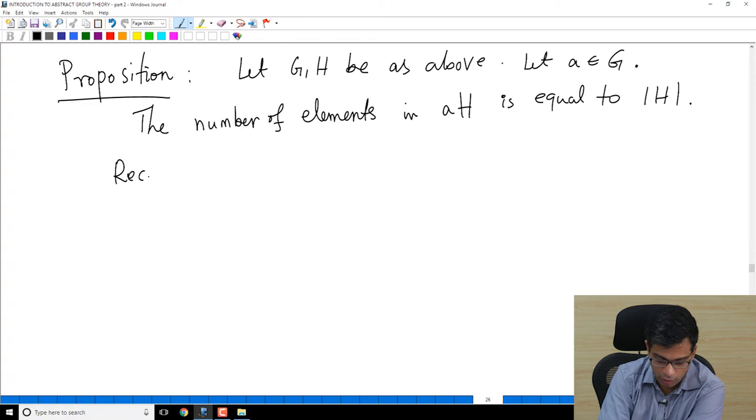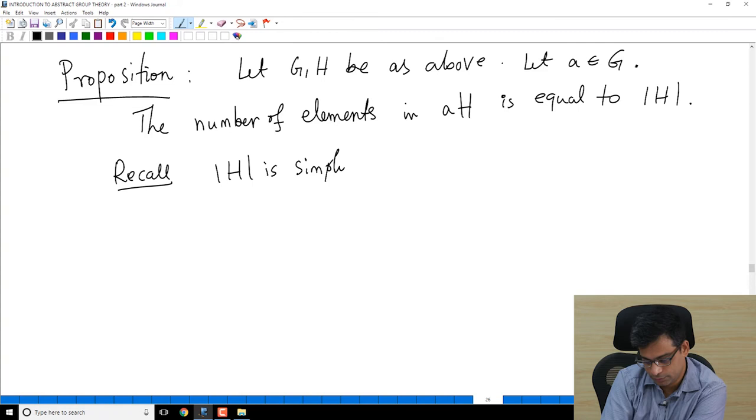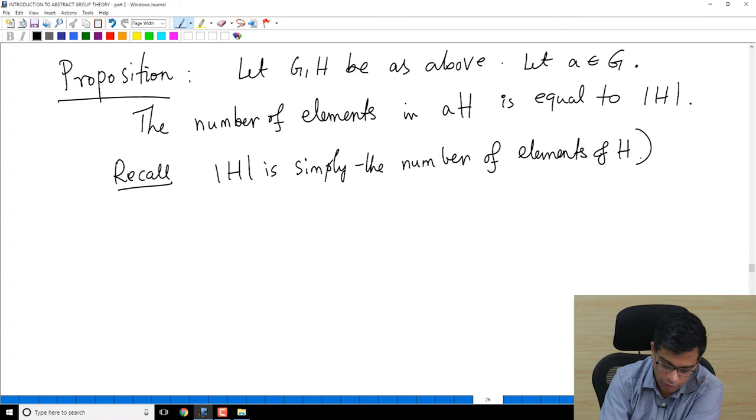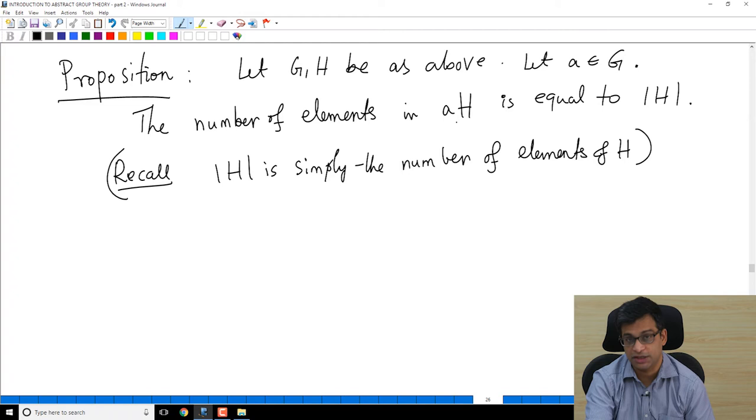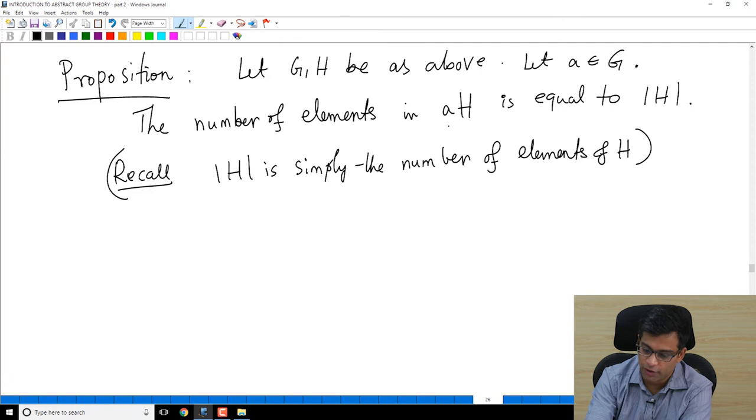Recall, the order of a group is simply the number of elements, so the order of H is the number of elements of H. Remember, I am not saying order of aH, because aH is not a group, aH is just a left coset. So the number of elements of aH is equal to the number of elements of H. That is the proposition, and the proof is very simple.